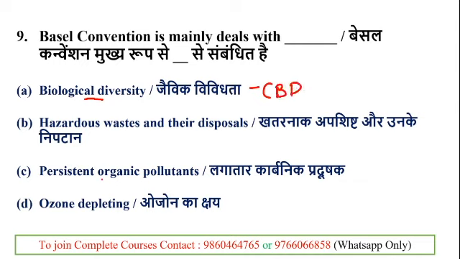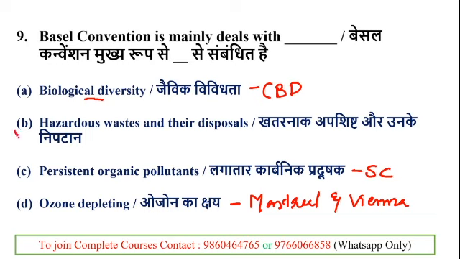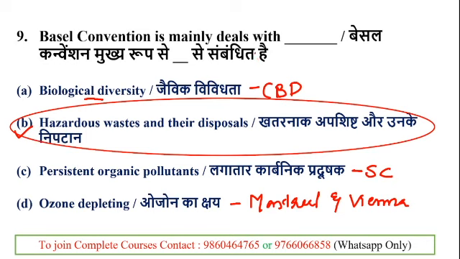Diversity is related, persistent organic compounds, that is the Stockholm Convention, and for ozone depleting substances there are two conventions, Montreal and also Vienna. So hazardous waste and its disposal is the one related with the Basel Convention. Clear. So in some questions, you can get the answer by pointing out the odd one out.